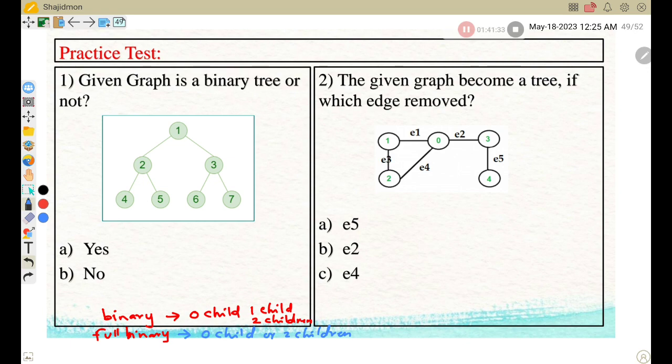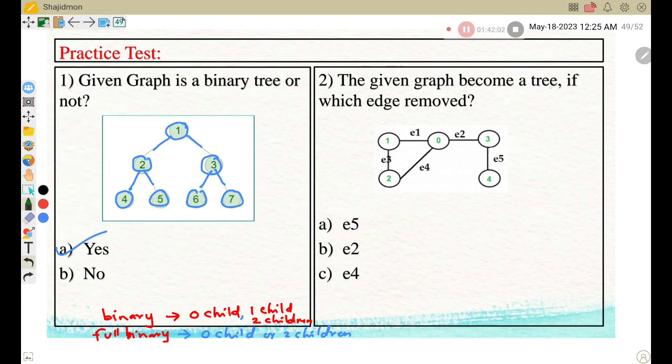So is it correct or not? You can see this vertex has 2 children, no problem. This vertex, 2 children, no problem. This vertex, 2 children, no problem. This vertex, 0 children. So this is a binary tree. We can write, yes, it is representing a binary tree. 0 child or 1 child or 2 children, this is the condition. Let me go to the second question.